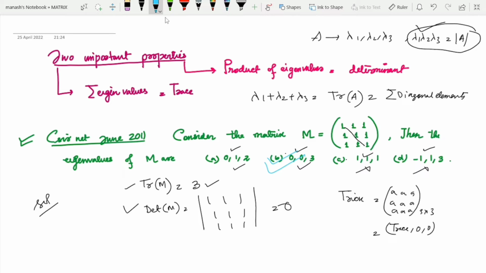It obeys the two properties also, and this trick is very essential to solve this question because you have to figure out which one is the correct option. You can remember this trick: if all the elements of a square matrix are equal, then the eigenvalues are the trace and the other two eigenvalues are 0. So this is how we solve this type of question, right?